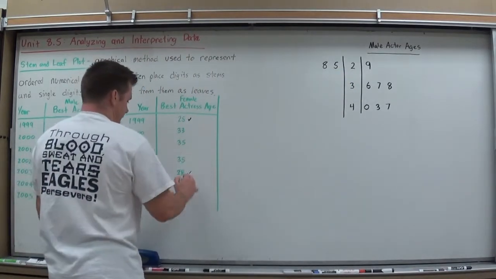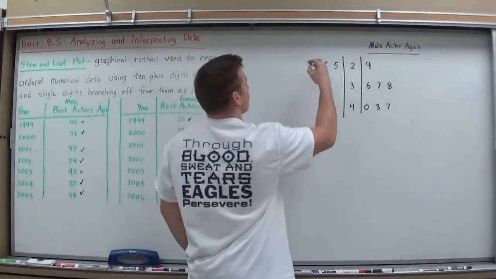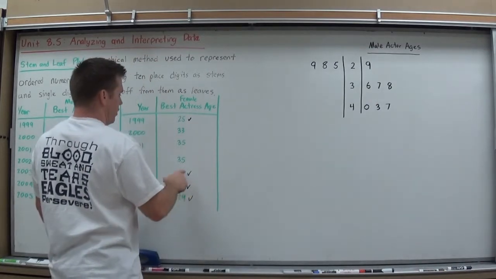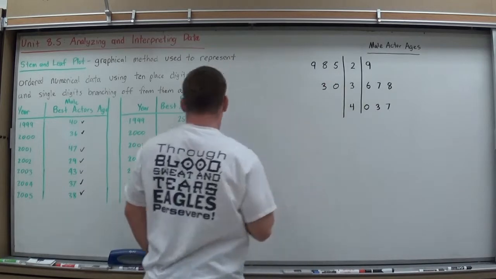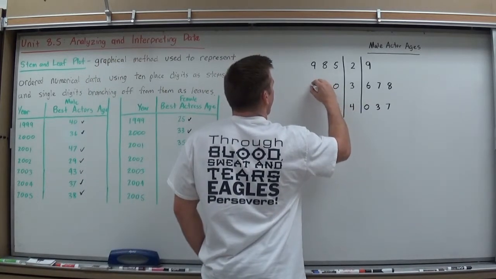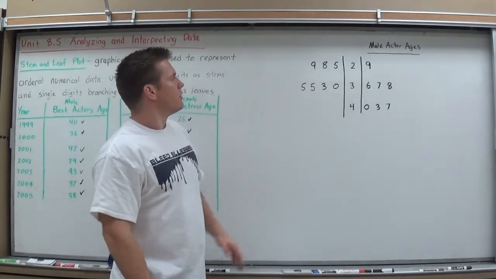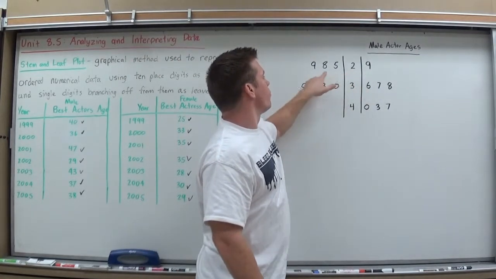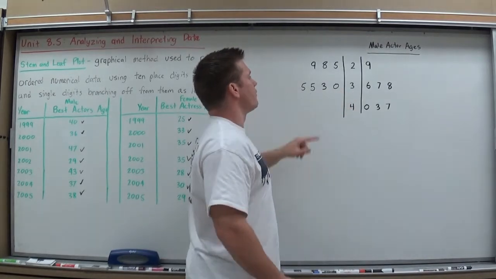For the 30s, I have 30, oh, I also have a 29, almost missed that. So 25, 28, and 29. Then I have 30, 33, and then I have two 35s, 35, 35. So I can put a number twice if I have it twice. And so again, now I can see all my data. 29 for male actors, 25, 28, 29 for female, 30, 33, 35, 35 for female.